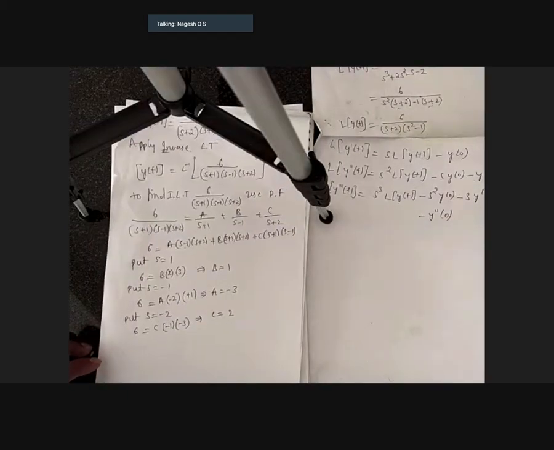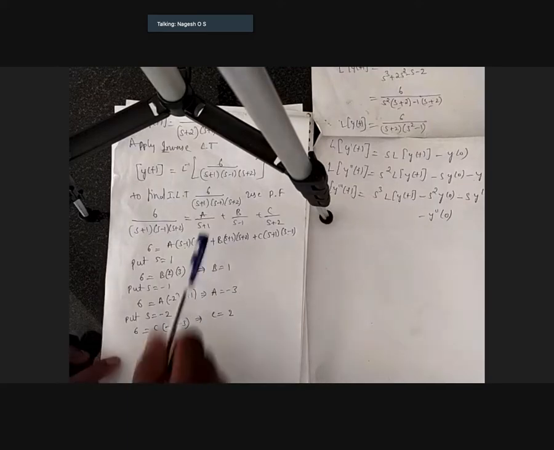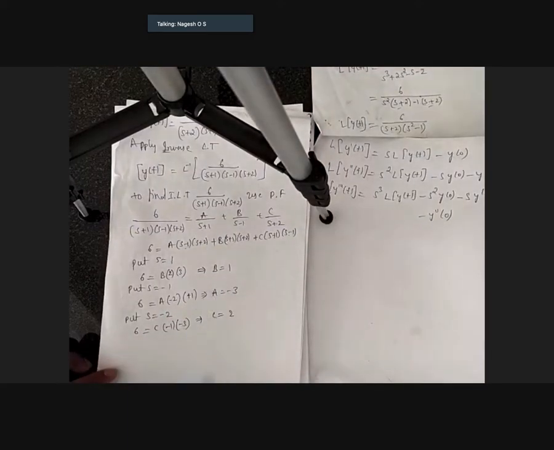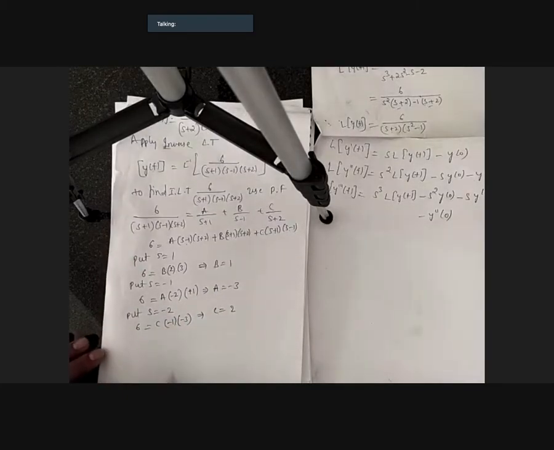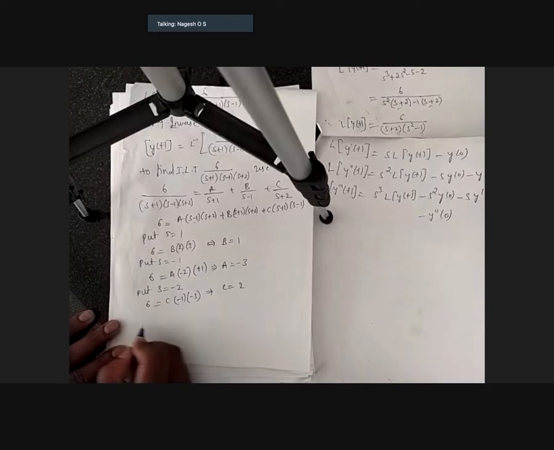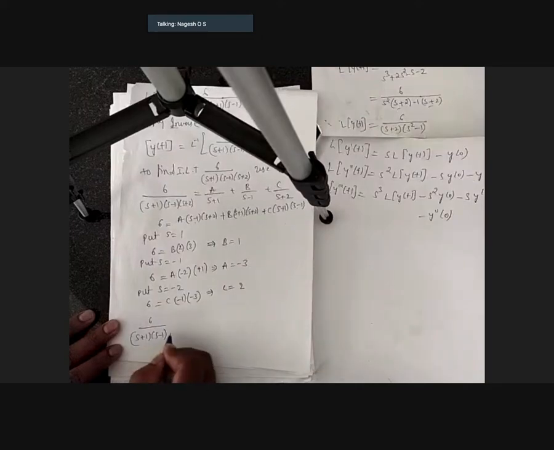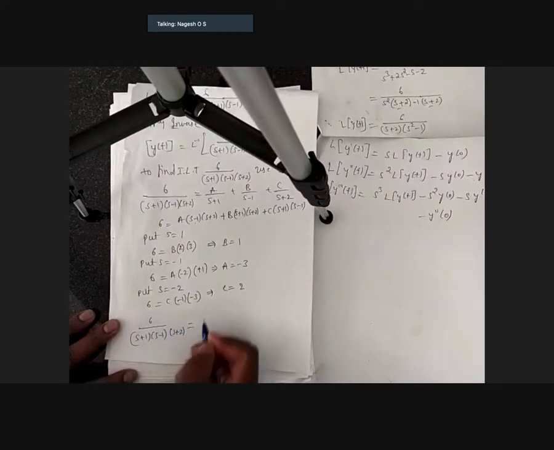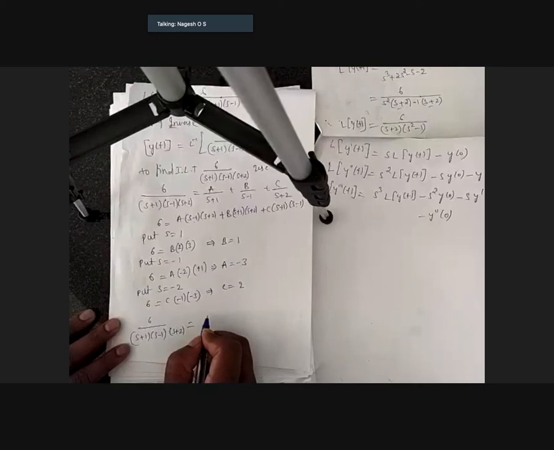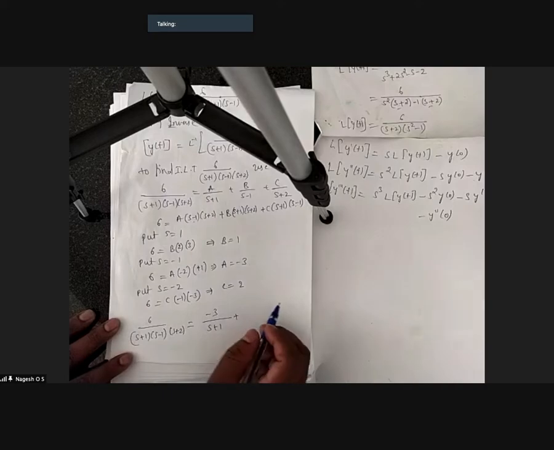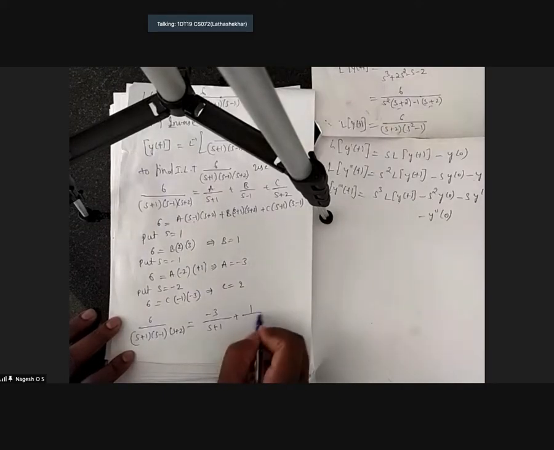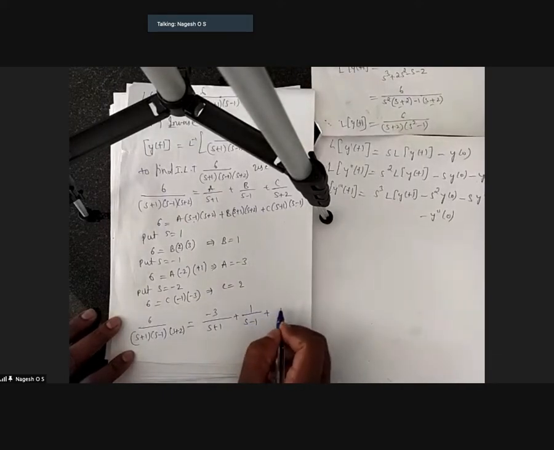The a, b, c values may change, they may interchange, according to what you write here. But it should be 1, 2, minus 3. So after applying partial fraction, 6 by (s plus 1)(s minus 1)(s plus 2) will become: a value is minus 3 by s plus 1, plus b value is 1 by s minus 1, plus c value is 2 by s plus 2.